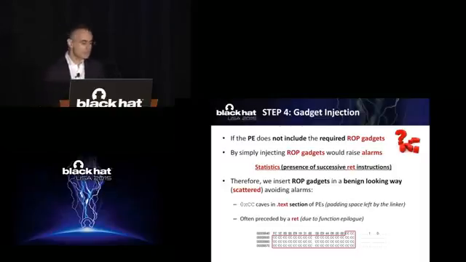Now, what happens if the portable executable does not include the required ROP gadget? If we simply put the ROP gadget in, this will raise an alarm because of statistics. We have sequential return instructions. So we want our tool to insert ROP gadgets in a benign-looking way, which means scattered. And to do this, we use the caves in the TXT section of the portable executable, which are padding spaces left by the linker.